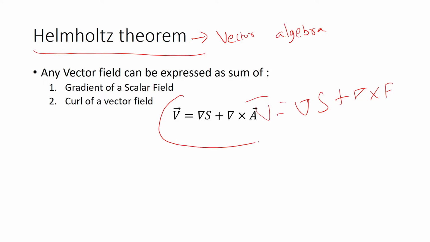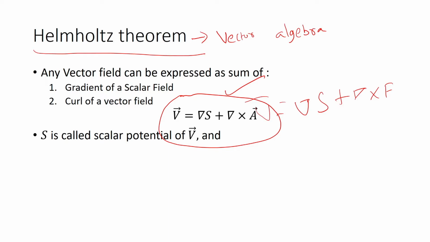This is Helmholtz theorem, and this is applicable for all vectors. Whatever may be the vector, you may write it so. In such a case, this S is called the scalar potential of V bar, and this A bar is called the vector potential of V bar.